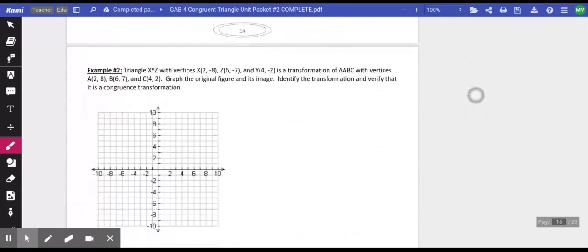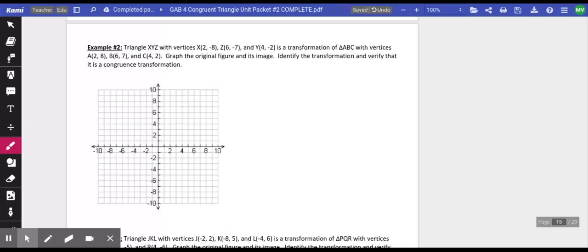Now example 2. Triangle XYZ with those vertices is a transformation of triangle ABC with those vertices. Graph the original figure and its image, identify the transformation, and verify that it's a congruence transformation. So I want you to pause and graph them both and see if you can identify what happened to them. And then we'll talk about how to verify they're congruent.